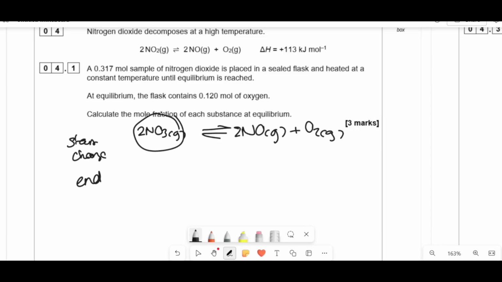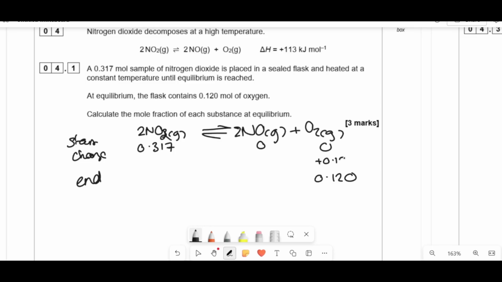So here, the question's told you that that's 2, not 3. A 0.317 mole sample is placed in a sealed flask, right? When you're doing this, force yourself to go through every single step. Don't just leave things blank, go one by one. So we have this much of that. Do we have any of this at the start? Well, no, because the question hasn't told you they've added any. So 0 and 0. Then it says, at equilibrium, the flask contains this much of oxygen. So go through and add that detail in. So at the end, at equilibrium, you're going to have 0.120. So what was the change from there to there?